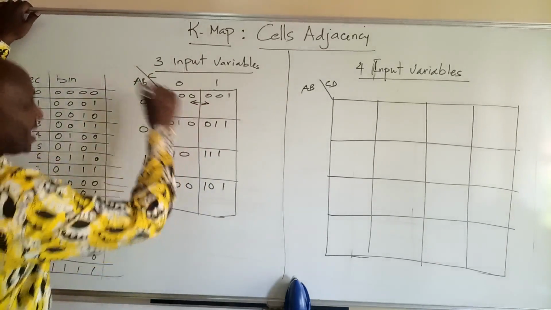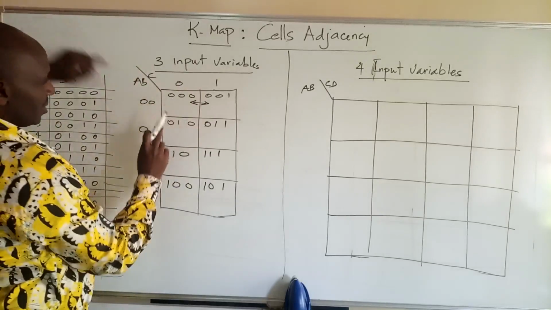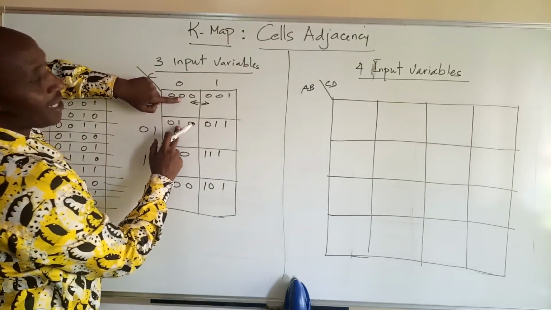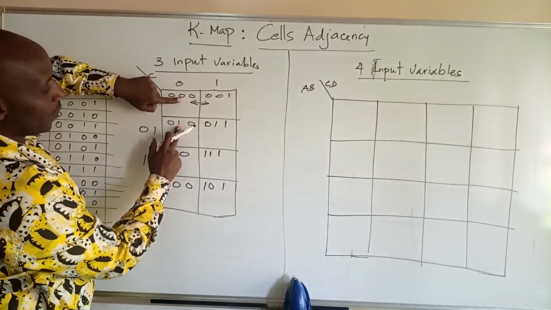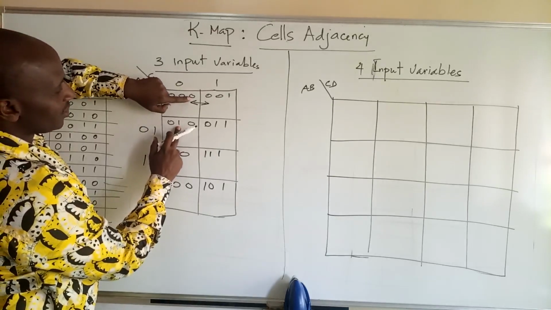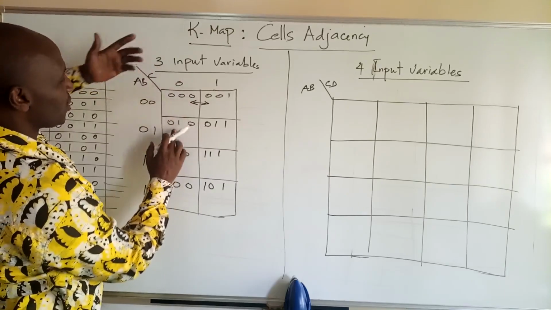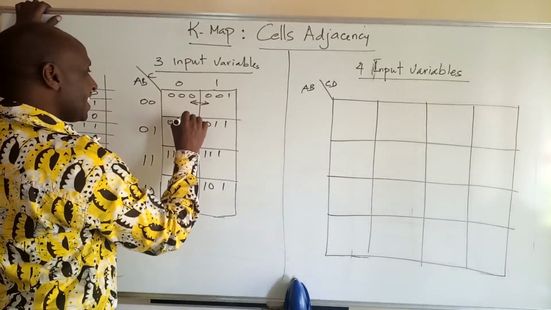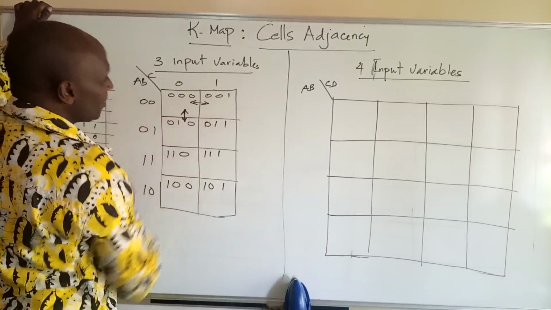Let us go down. 0, 0, no change. 0, 1. Change. There is a change already. One change is there. 0, 0. 0, 0, no change. So only one change. One bit change. So meaning that these two values are also adjacent.